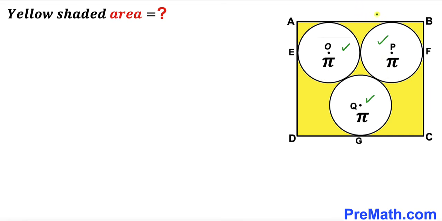In this video, we have got these three identical circles fully inscribed in a rectangle ABCD, as you can see in this given diagram, such that the area of each of these circles is pi square units. O, P, and Q are the centers of these circles, whereas these points E, F, and G are the points of tangency. And now our task is to calculate the area of the yellow shaded region. This area, this area, this area, this area, this area, and this area combined.